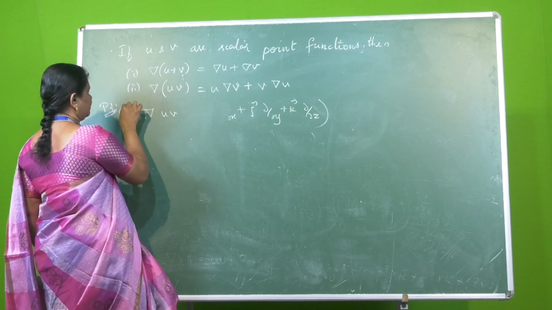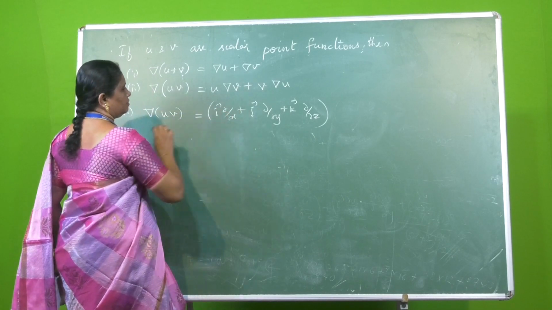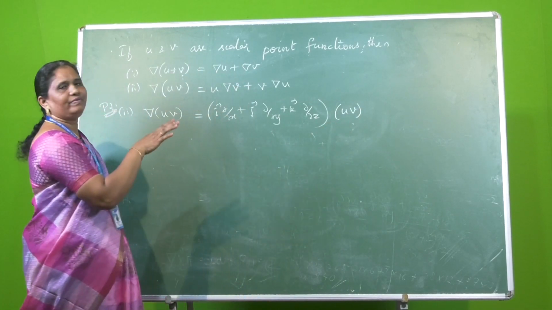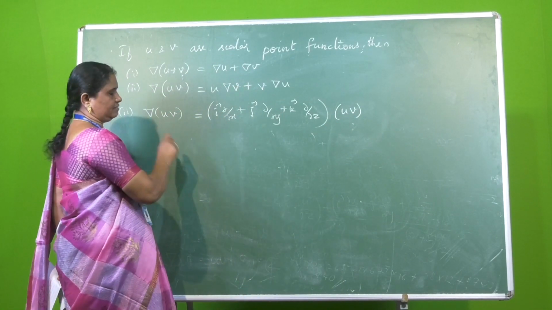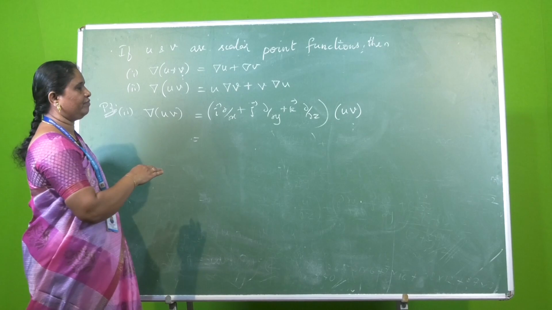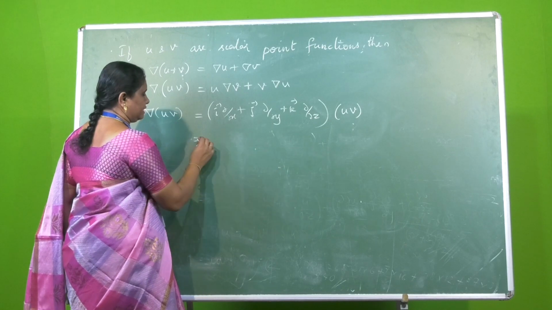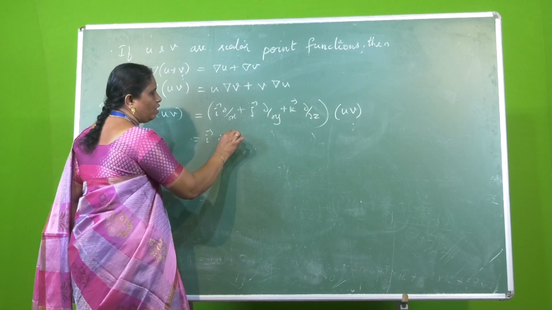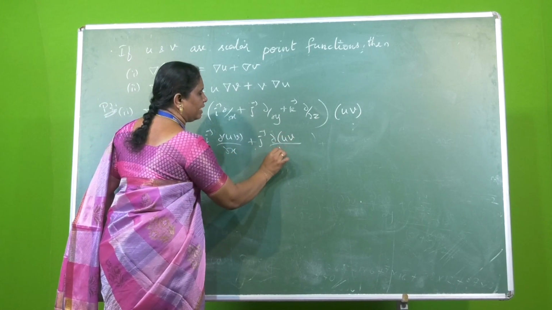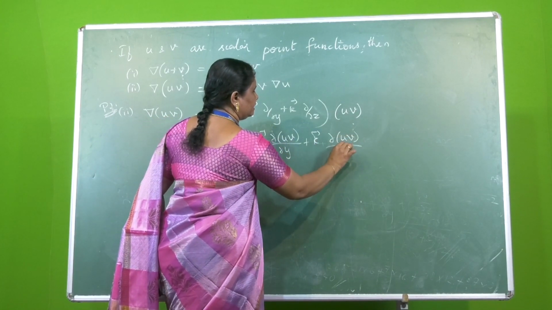The proof: the left hand side is del of uv. As u and v are scalar point functions, we are not mentioning any vector symbol. So next, as in the previous proof, we have to first differentiate uv with respect to x and then y and then with respect to z. So i vector dou of uv by dou x plus j vector dou of uv by dou y plus k vector dou of uv by dou z.